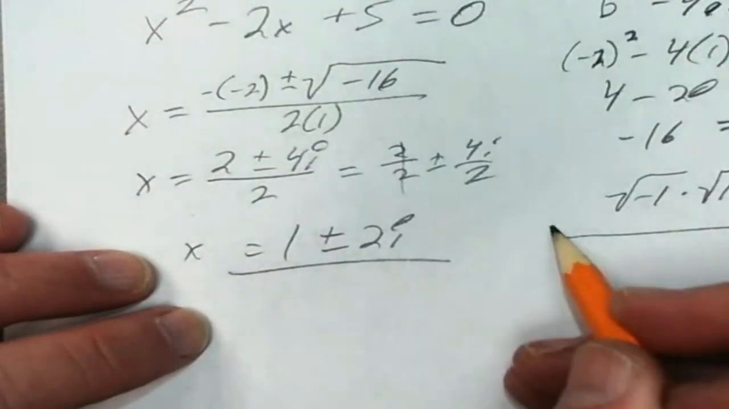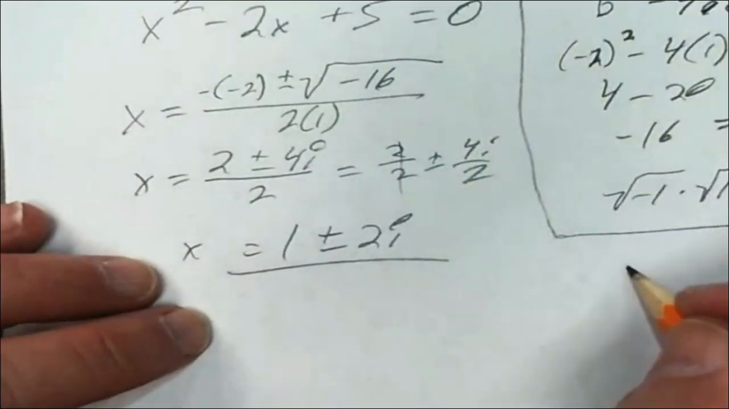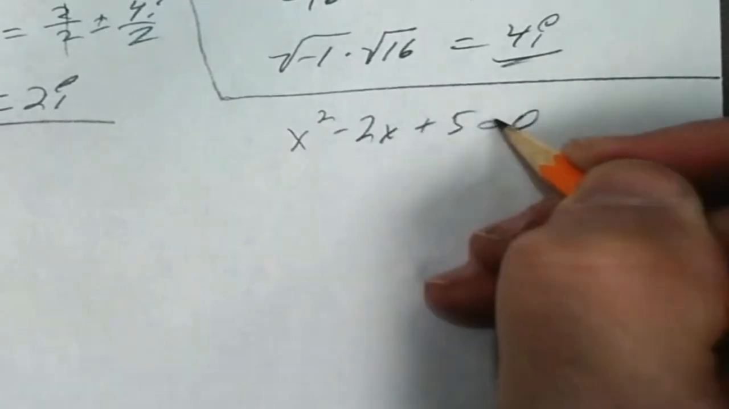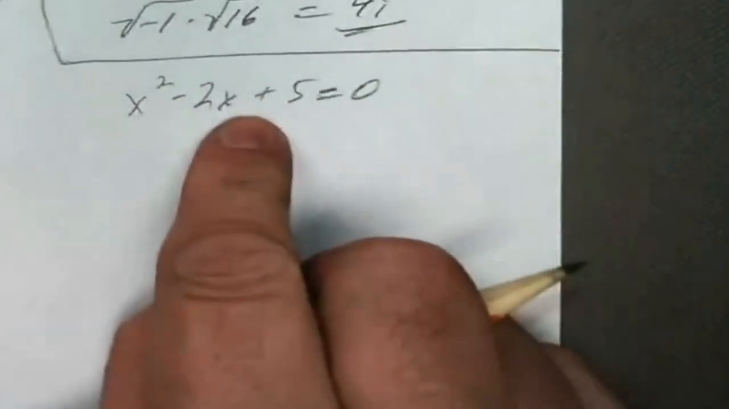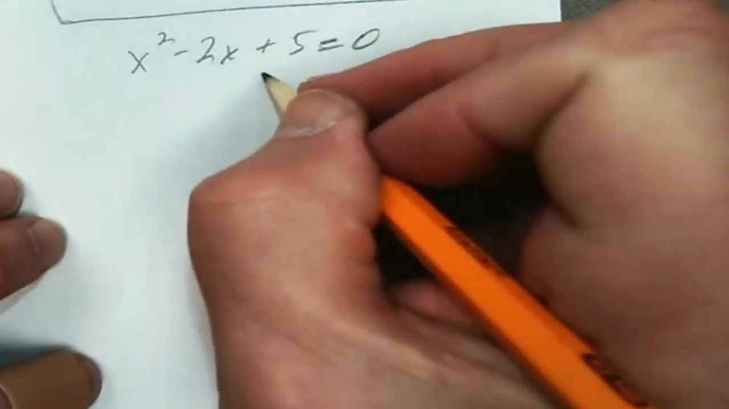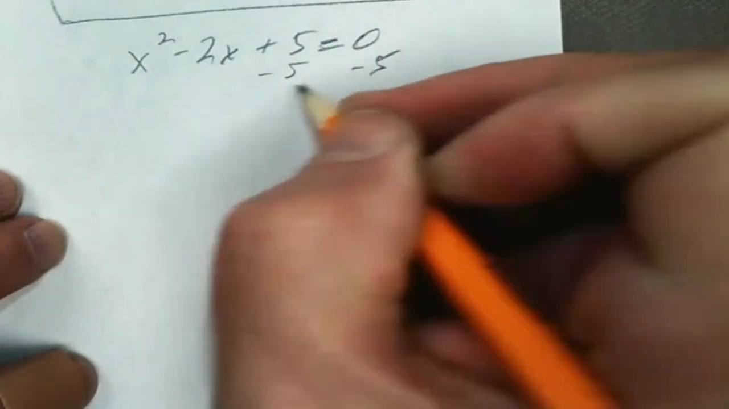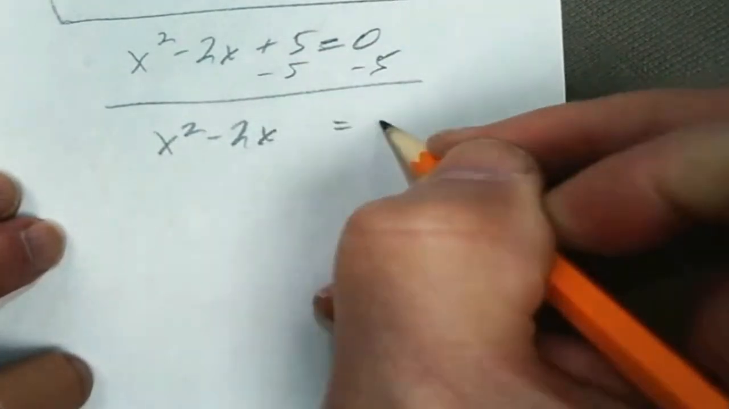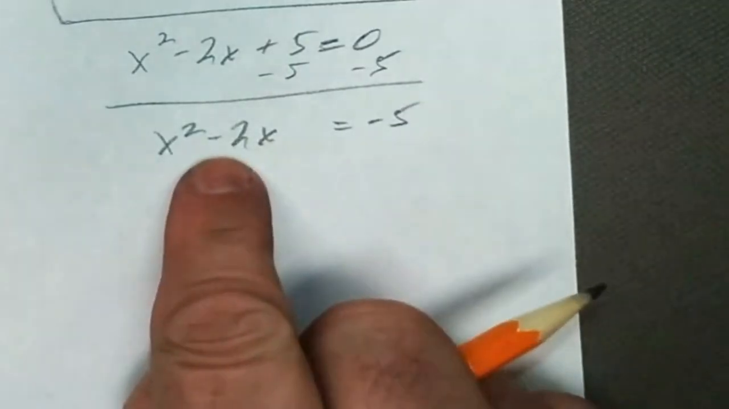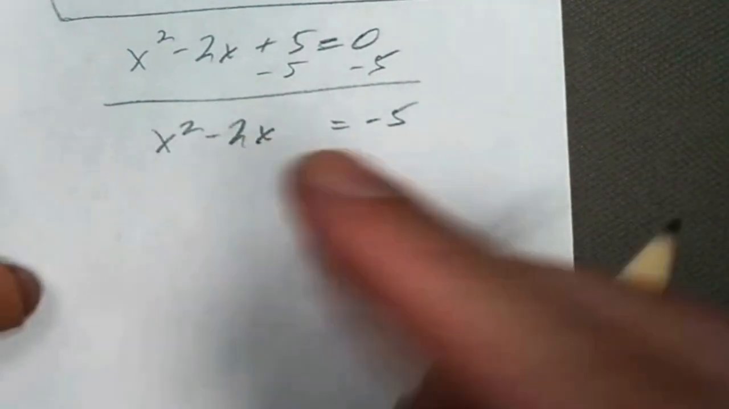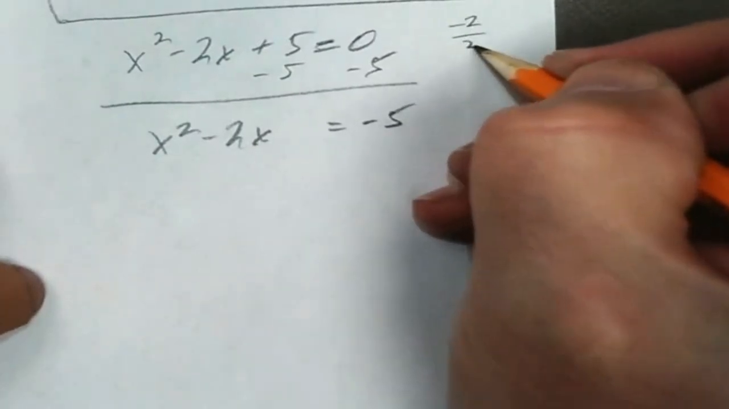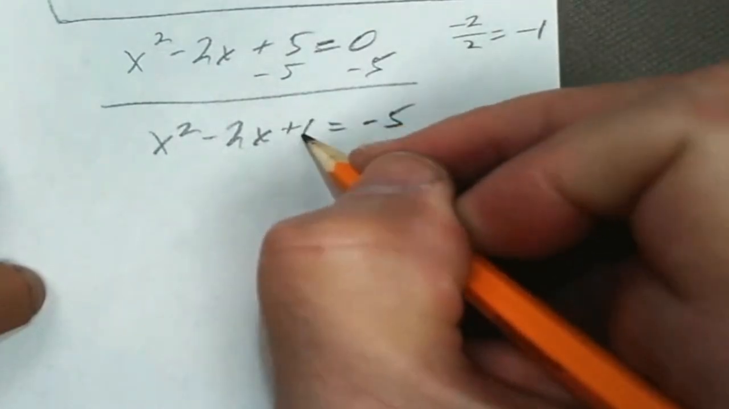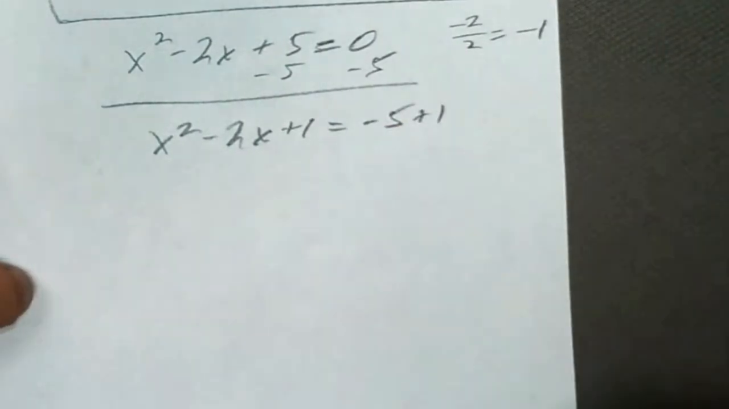Let's try completing the square to see if we end up with the same thing. Plus 5 equals 0. Remember, with completing the square, we have to move the constant to the other side. So we have x squared minus 2x equals negative 5. I take this middle term, cut it in half, and square it. Negative 2 divided by 2 is negative 1. When I square negative 1, I add 1, but I have to add it to both sides.